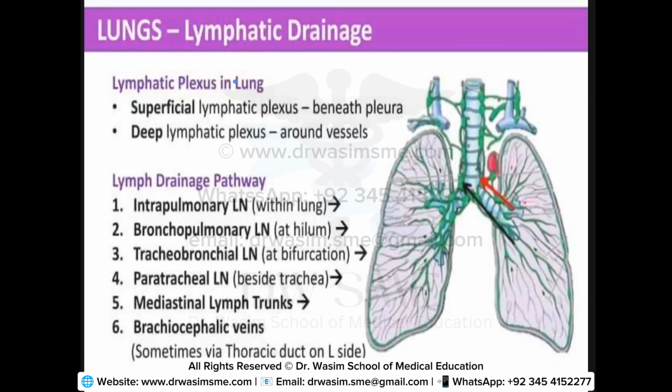So next up, we have the lymphatic drainage of the lungs. Now it is divided into superficial and deep. The superficial lymphatic plexus is present just beneath the pleura, like over here, and the deep are present around the blood vessels in the parenchyma of the lung tissue. Now, what is the pathway? So we will start from here. It is going to be the intrapulmonary lymph nodes. They go from within the lung to the hilum. That is this area. And here they will enter the bronchopulmonary lymph nodes.